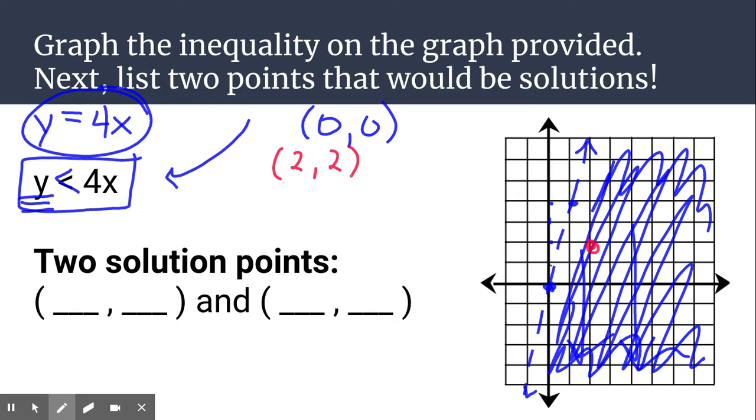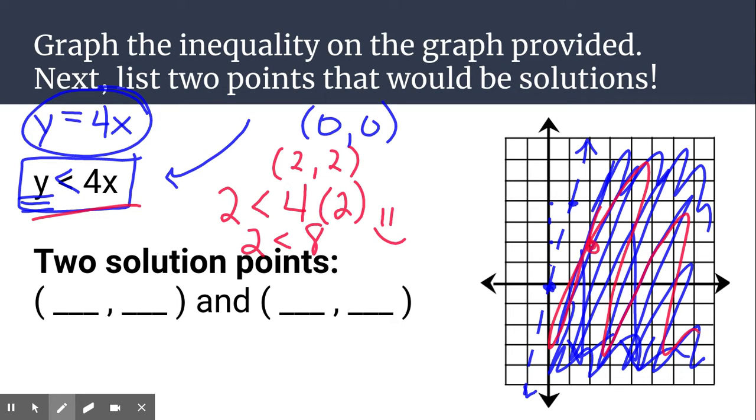And if it doesn't, I would shade away. We've already decided that we're going to shade below, so (2, 2) should make this inequality true. Let's test it. If I put 2 in for y is less than 4 times 2, that would give me 2 is less than 8. 2 is less than 8, that makes that true. So yes, indeed, I would shade below.